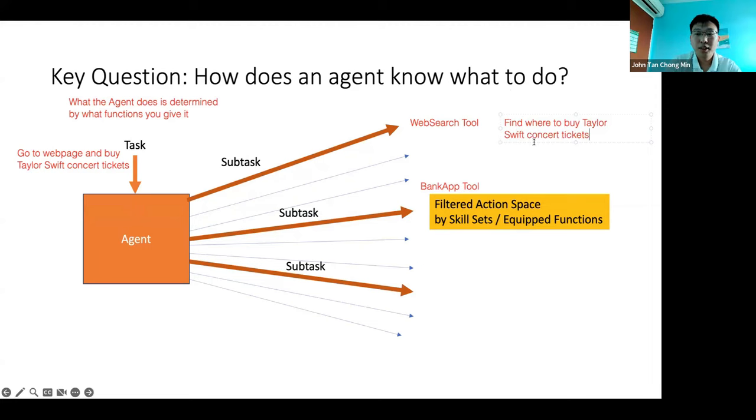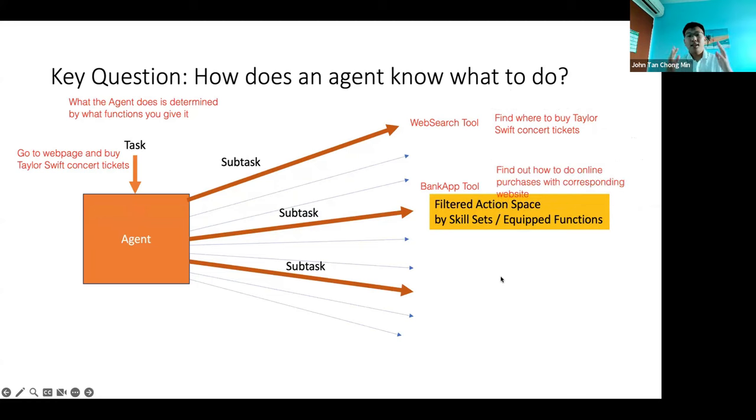Immediately, with all these tools, you can map it into certain related things, like how to do online purchases with a corresponding website. If you want to do stuff like that, you need to know what tools you have, and based on what tools you have, you immediately constrain your thinking. This is very important because you don't want the model to do everything. You just want the model to do what it's good at, and what it's good at is defined by what functions you interface with it.